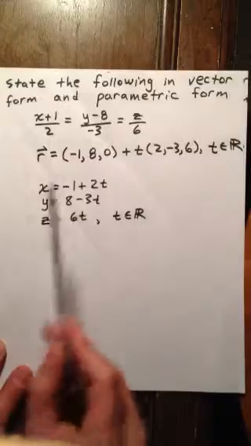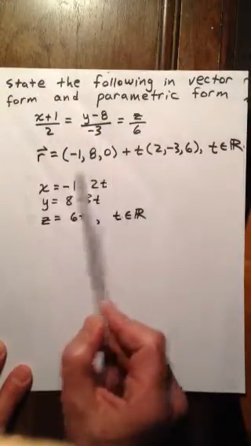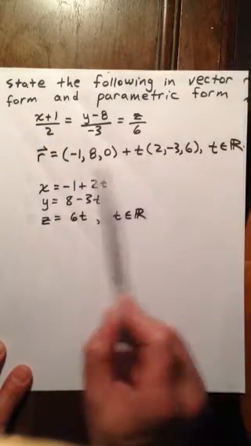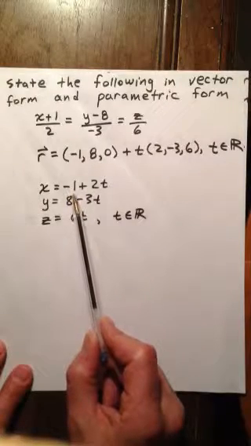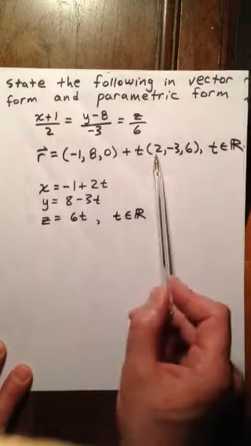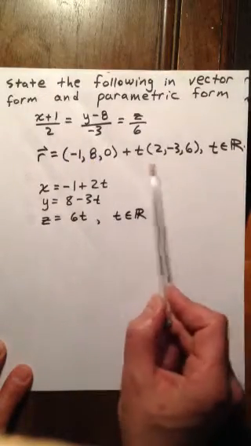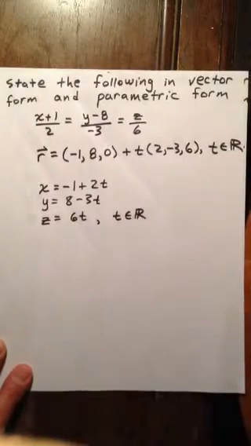Well, a point that this line goes through is (-1, 8, 0). And the direction vector is (2, -3, 6). So here's our vector equation. And then converting that to parametric equations form is pretty straightforward. x is -1 + 2t. y is 8 - 3t. And z is 0 + 6t.